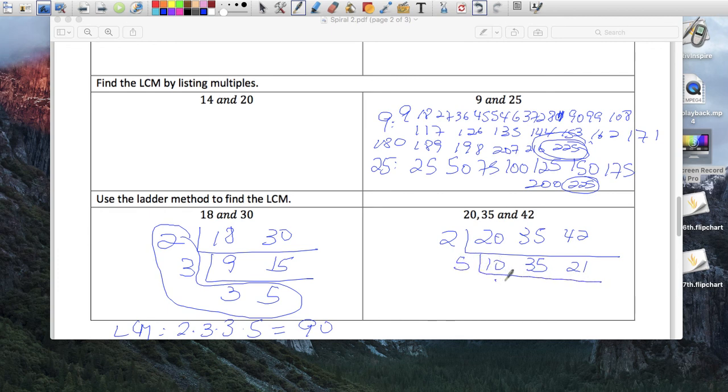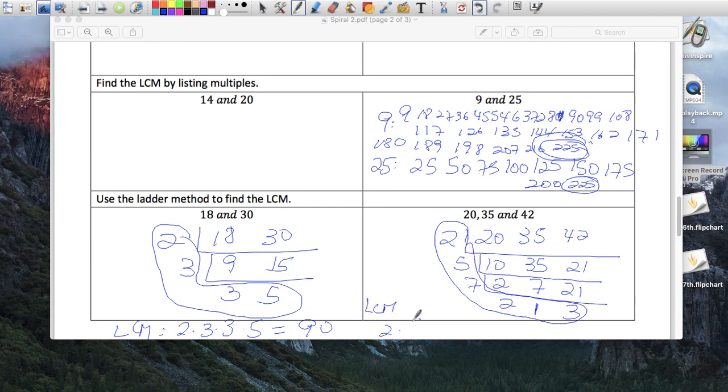5 goes into 10 2 times. 5 goes into 35 7 times, and 5 doesn't go into 21, so I write it down. Can I continue? Yes, 7 and 21. So 7 doesn't go into 2, so write it down. 7 goes into 7 1 time, and 7 goes into 21 3 times. Now, I can't continue. There's no 2 numbers, at least 2 numbers, I can continue with. So the LCM is going to be a big number. It's the product of all these numbers.